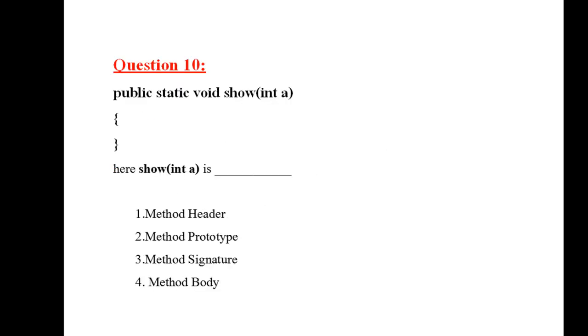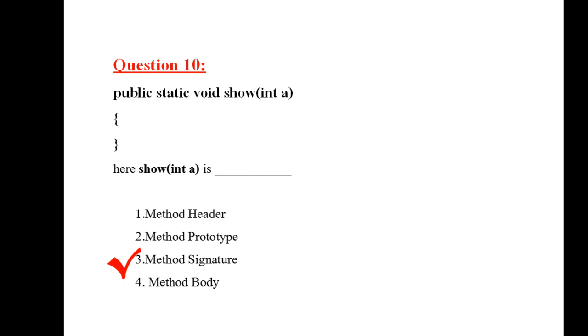So this is the last question of this session, that is user defined function part 1. Question number 10, public static void show, and the parameter is int a, and you have the method body where I have not written anything, but here they are asking what? Show int a is actually called what? Is it a method header, method prototype, method signature, or method body? The right answer is method signature.